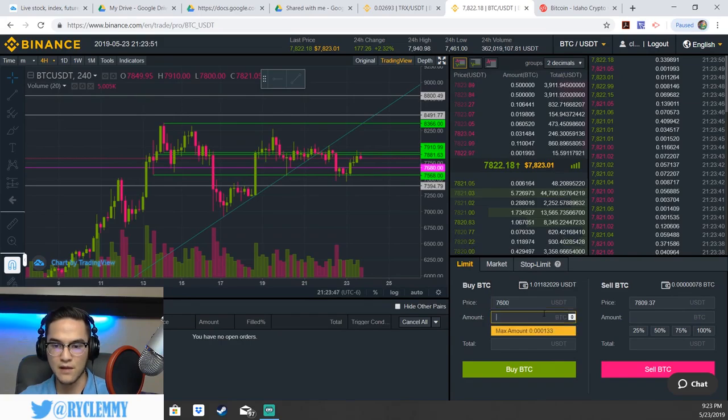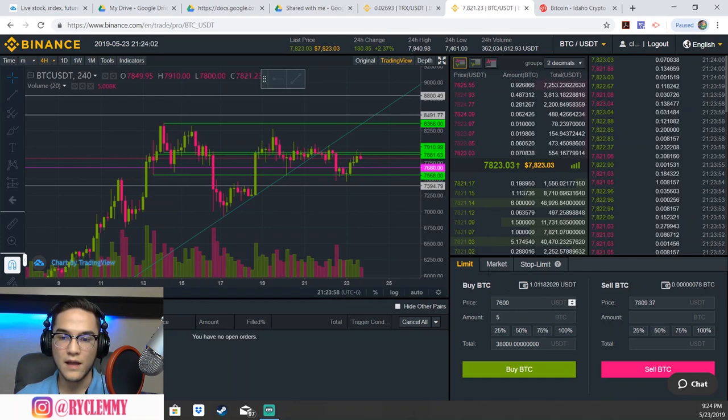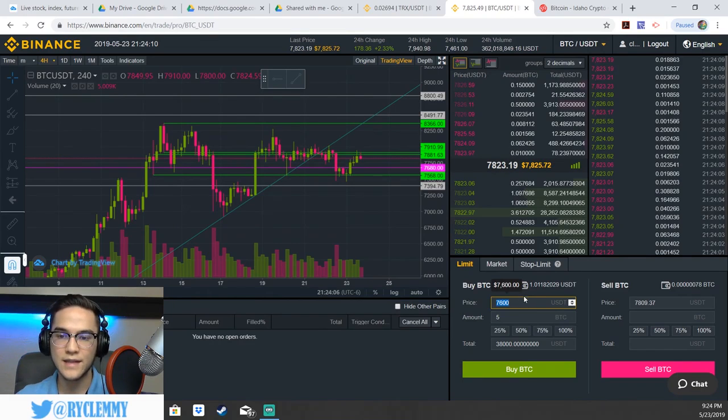And you could type in the amount of Bitcoin that you want to buy. Say you wanted to buy 5 Bitcoin. So what this is saying right here is that you want to buy 5 Bitcoin, but the reason that it's called a limit order is because you are putting your limit at $7,600. So you're saying that $7,600 is the maximum amount of money that you will pay for your Bitcoin.